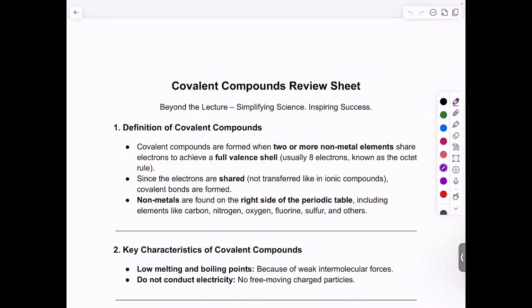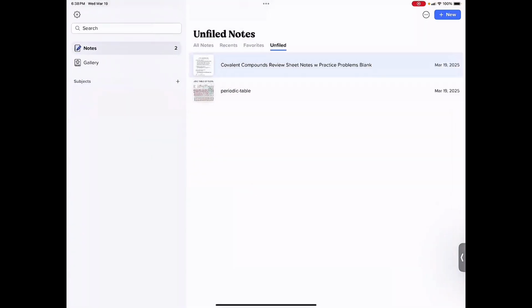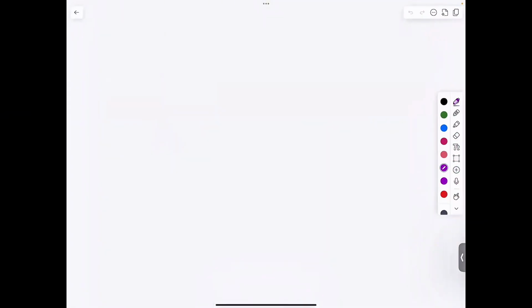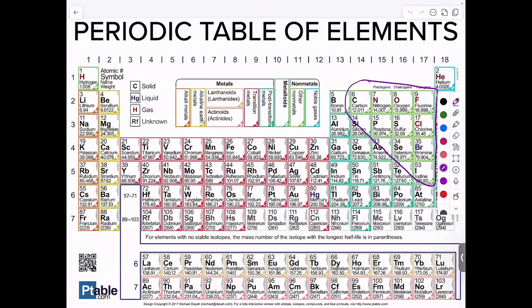So I'm going to tap out here and visit the periodic table again real quick to show you what I'm talking about. And here it is. I have it circled in purple, and we're talking about the nonmetals, group 4 all the way to group 8.